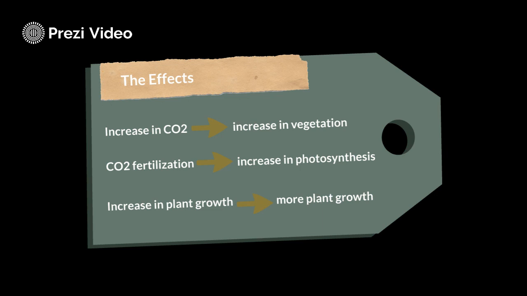Now, let's talk about the effects. Photosynthesis has been working as a carbon sink for a few reasons. Due to increased CO2, there is an increase in vegetation production. In this case, it is photosynthesis. This increase in photosynthesis is due to CO2 fertilization. When there is an increase in photosynthesis, there is more plant growth. Therefore, elevated CO2 levels increase plant growth.